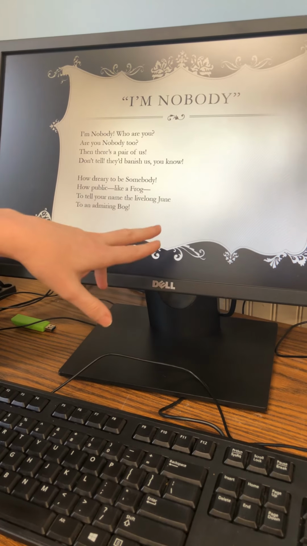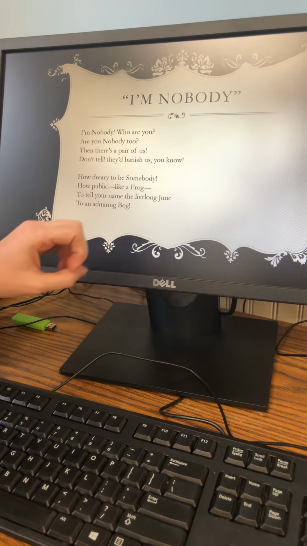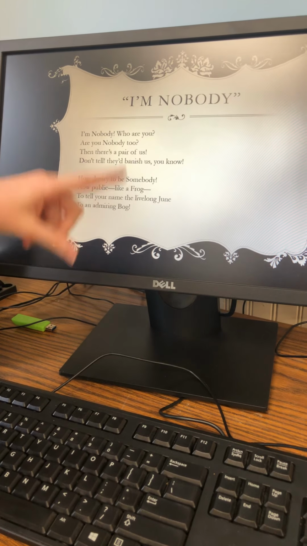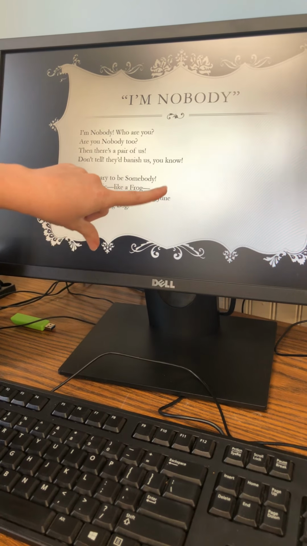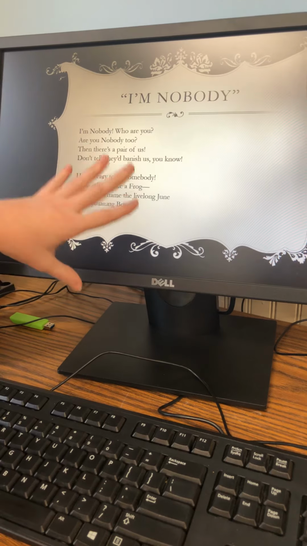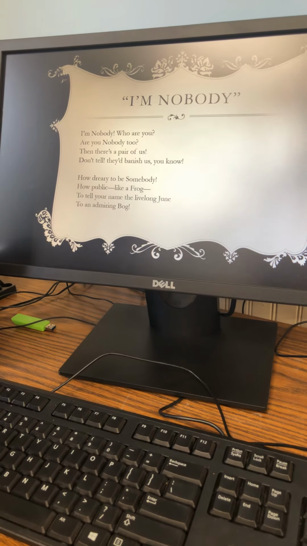Your third line, June. June does not rhyme with somebody or frog, so you give it a C. And then your last line, bog. Bog doesn't rhyme with somebody, but it does rhyme with frog, so you would give it a B. So your rhyme scheme for this stanza would be A, B, C, B.